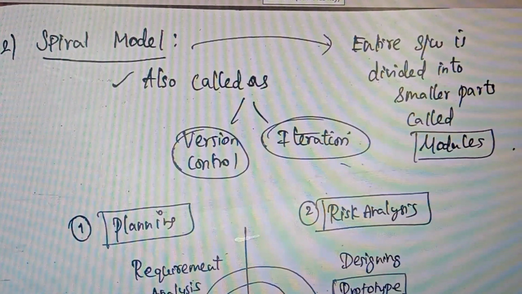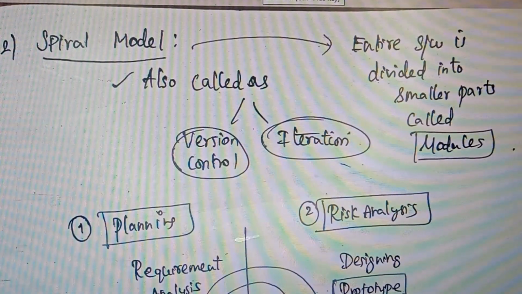In this video, I am going to explain the second SDLC methodology, which is nothing but the spiral model. This spiral model has two names, which is also called version control and iteration model. Here, the entire software is divided into smaller parts, which are called modules.